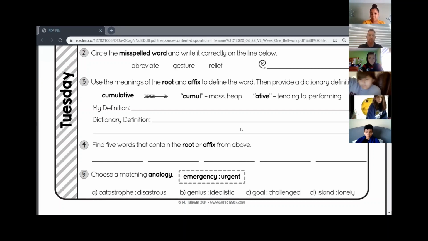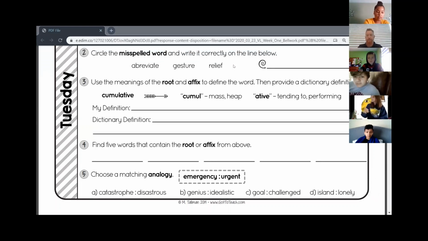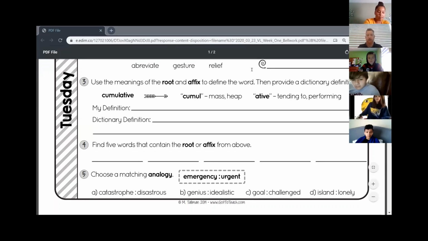So emergency is always urgent. There's always urgency in an emergency. A catastrophe is always disastrous. A goal, not always challenged. An island, not always lonely.